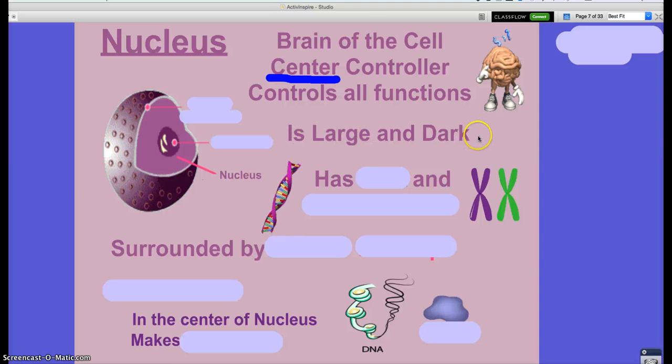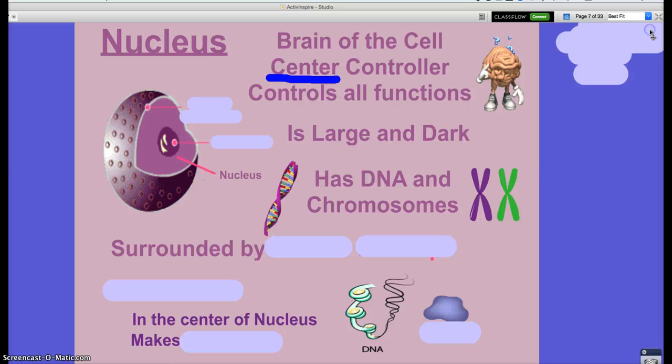It's large and dark. So when you're going to label your cells, you want to know that it's a large organelle and it's dark. So if you're going to make a model, I expect that part of your cell to be larger than most of the organelles and darker. It has what inside of it? DNA. Good. It has DNA and chromosomes inside of it.